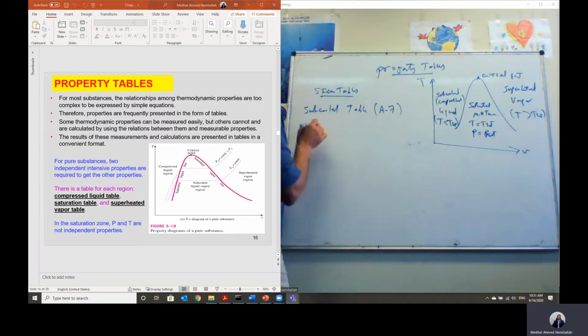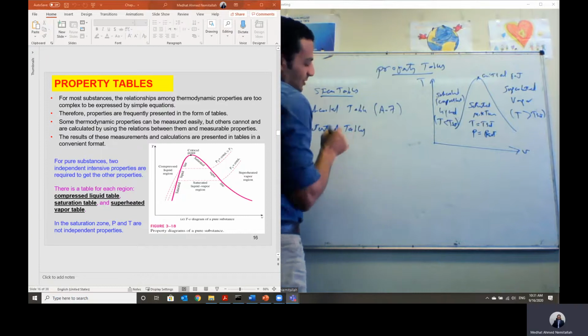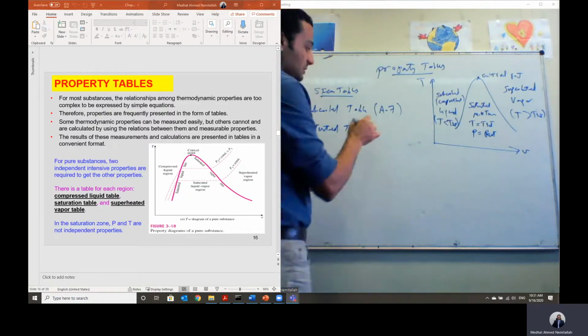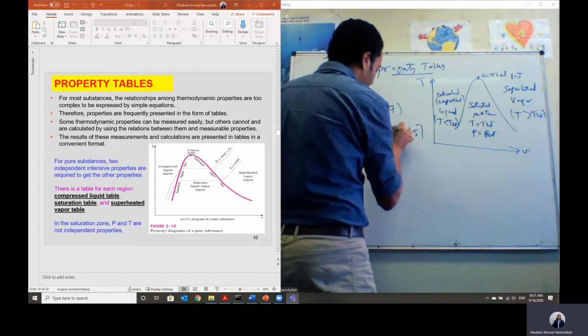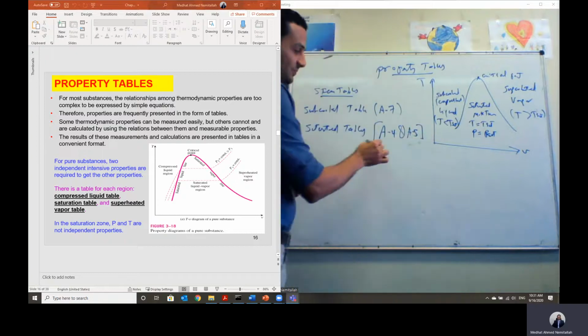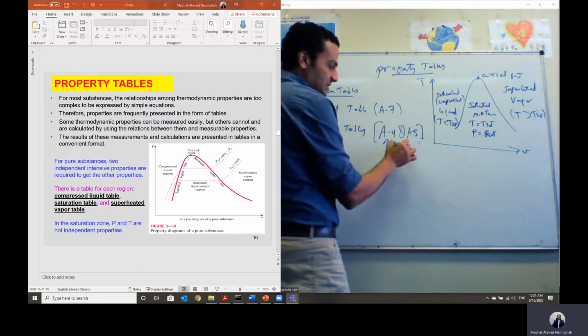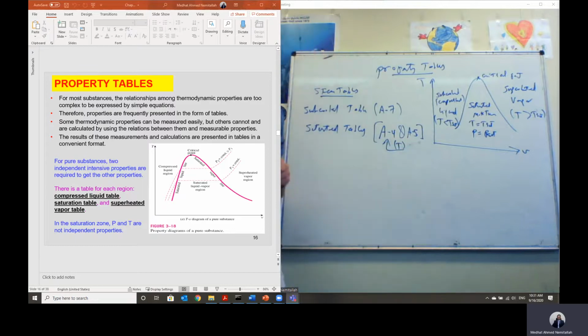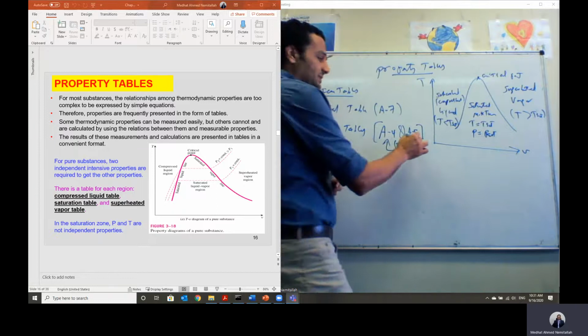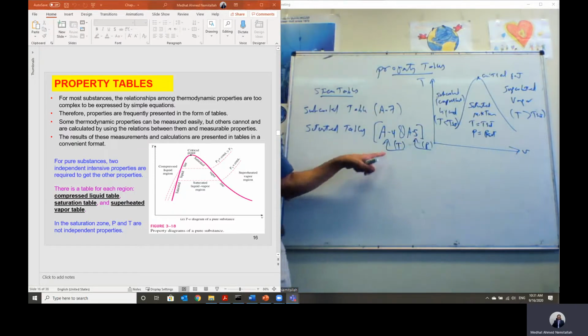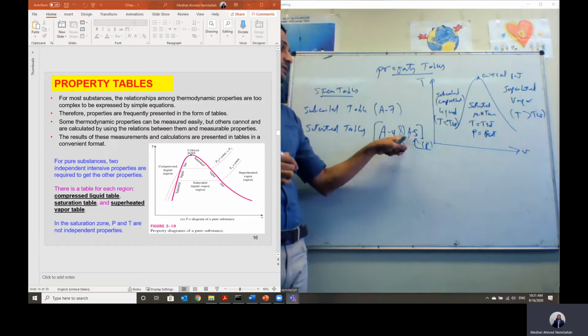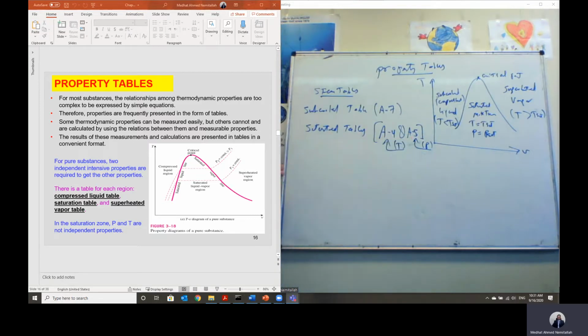We have another table for the saturated zone. We call it the saturated table, or tables in this case, because in the saturation zone we have two tables, table A4 and table A5. Table A4 is exactly the same as A5. A4 is just starting with temperature, but A5 is starting with pressure. So if temperature is given, I will be using table A4. If pressure is given, I will be using table A5. But they are identically the same.